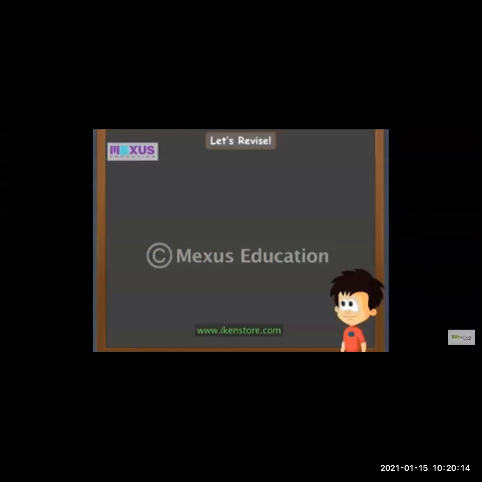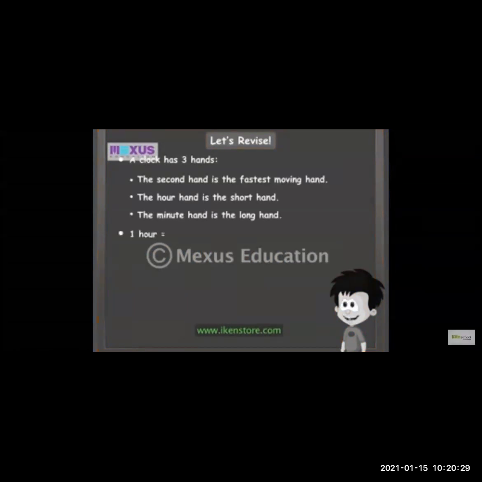Let me summarize all that I learnt about reading time. A clock has 3 hands. The second hand is the fastest moving hand. The hour hand is the short hand. The minute hand is the long hand. 1 hour is equal to 60 minutes. 1 minute is equal to 60 seconds.